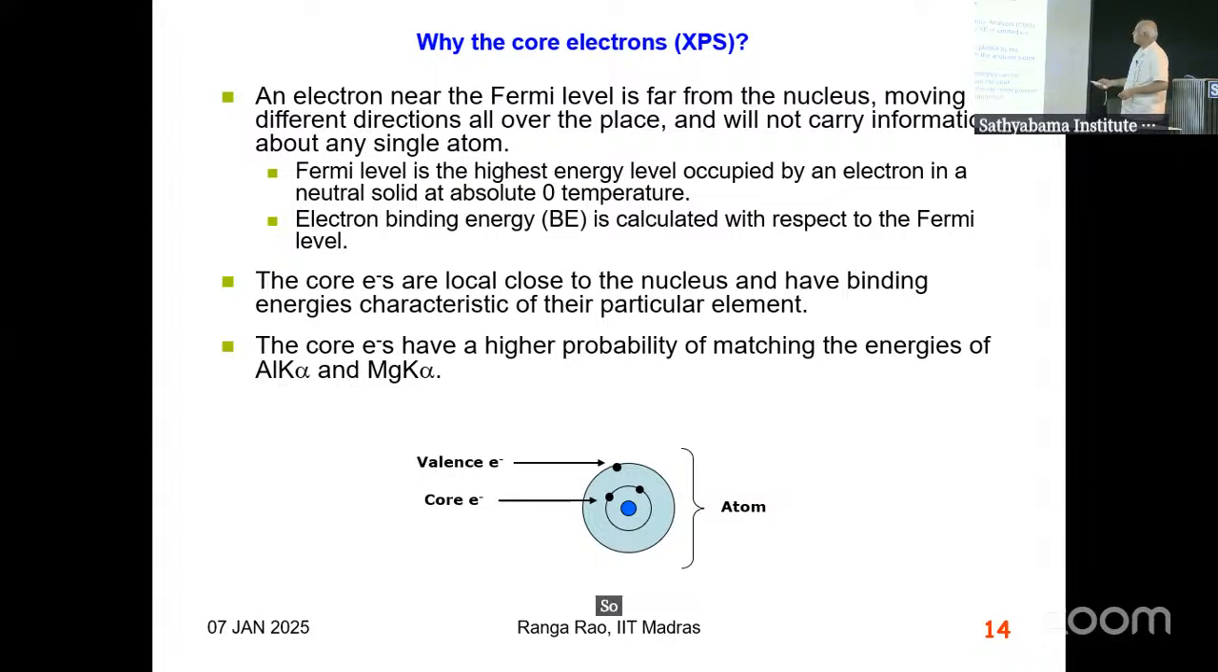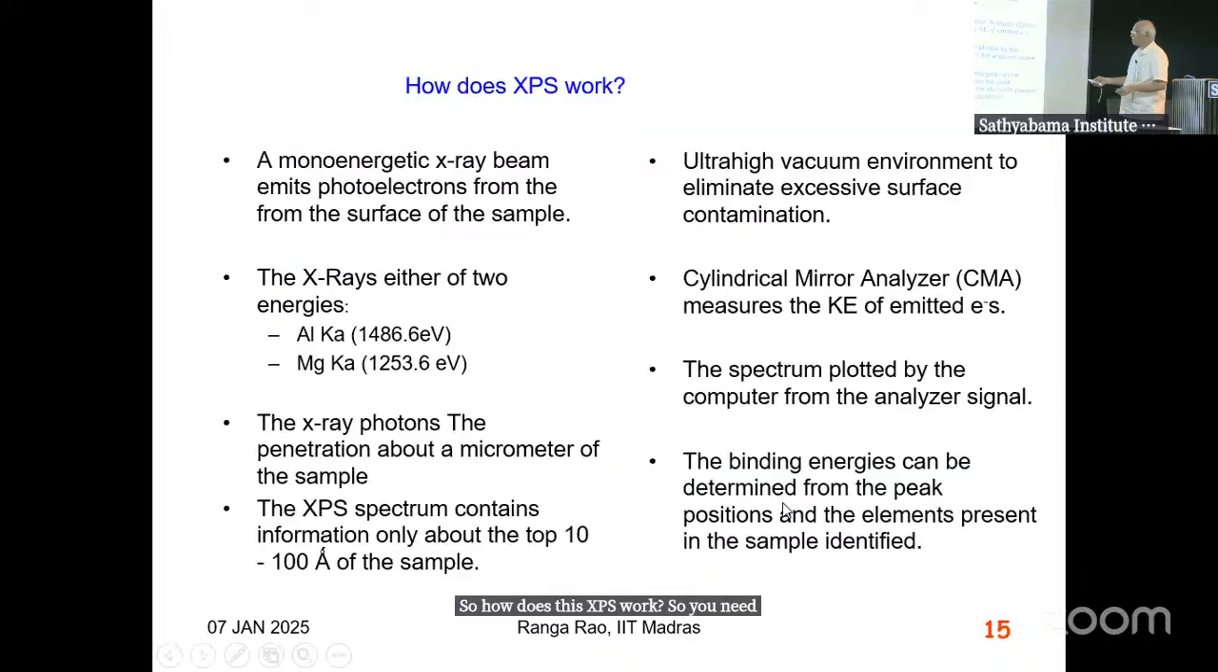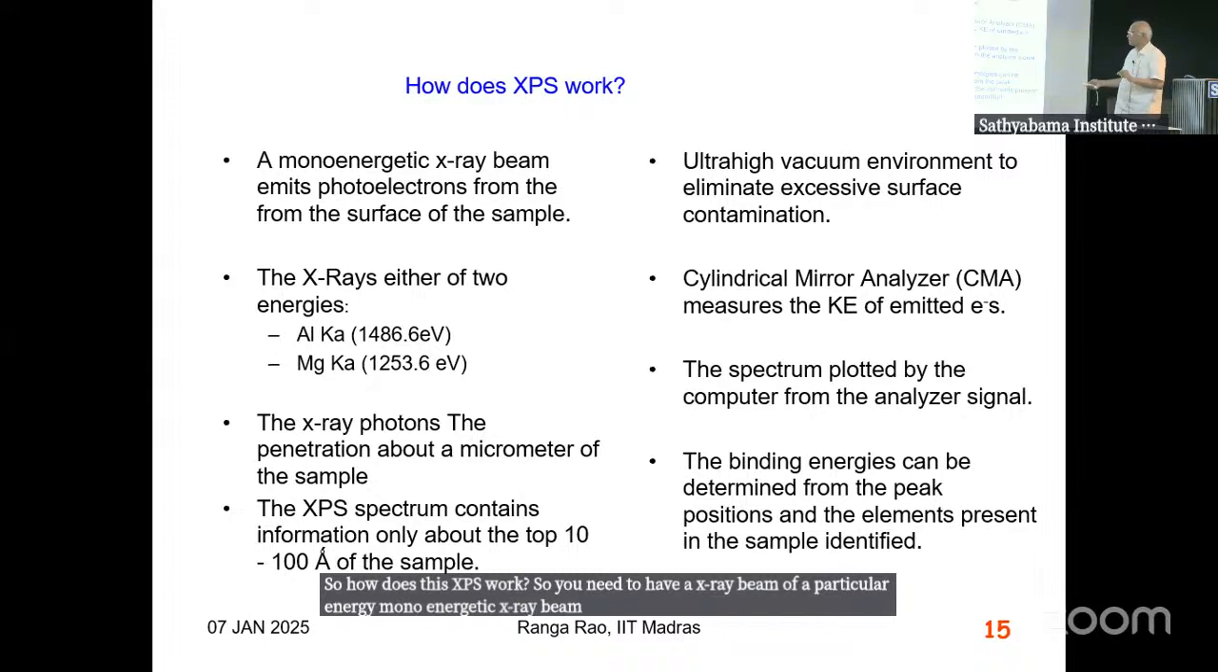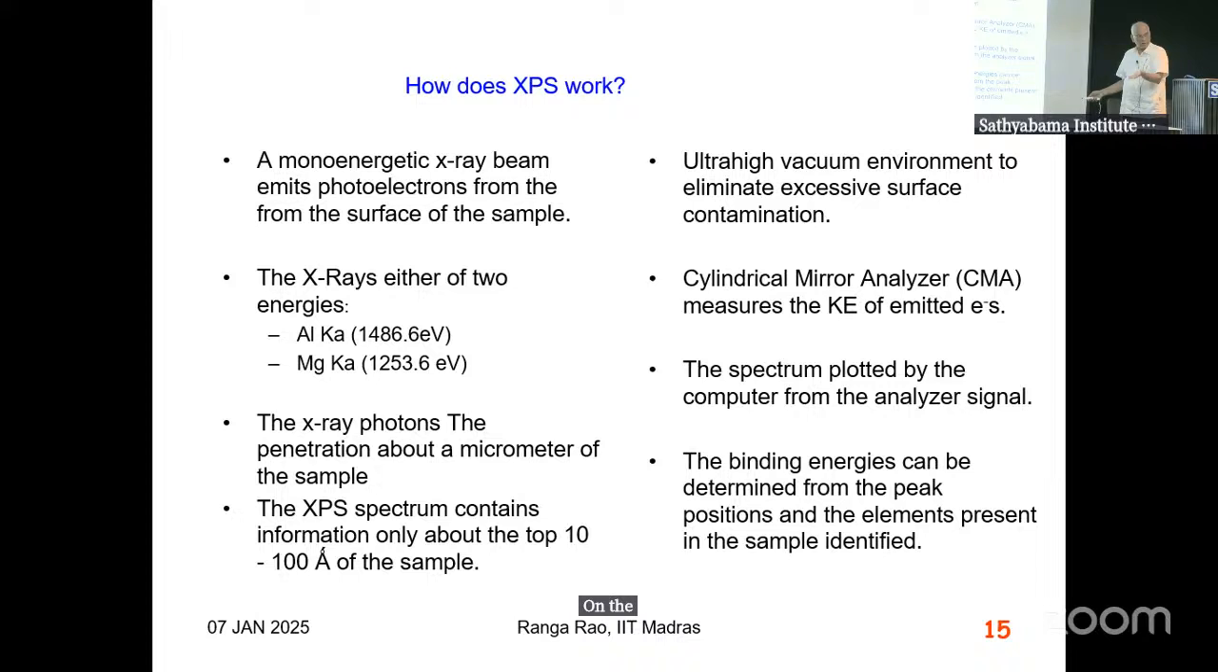So how does this XPS work? You need to have an X-ray beam of a particular energy, a monoenergetic X-ray beam. That h nu is well defined. I said magnesium K alpha and aluminum K alpha, these two. They penetrate about a micrometer into the surface. They will not go into the bulk.